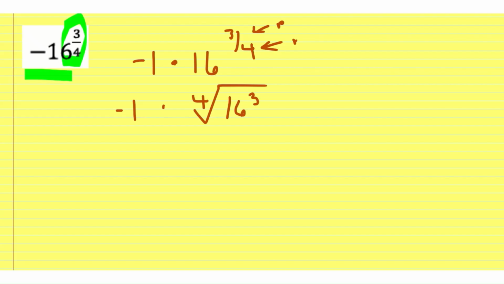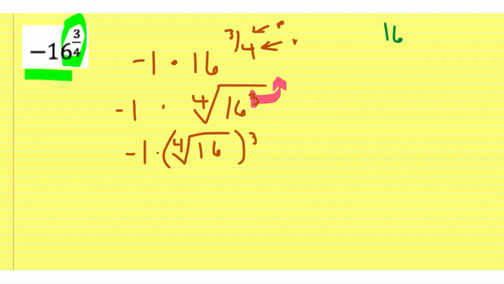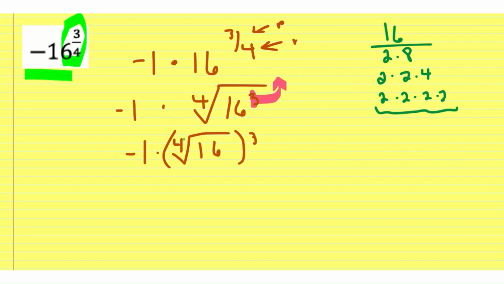And again, like we said before, we can take this 3 and move it out here and deal with it last. So that's what we're going to do here. We're going to do -1 times the fourth root of 16. And then lastly, we will deal with that power of 3. So again, I want to break down 16 into factors. So I got 2 times 8, and 2 times 2 times 4, and 2 times 2 times 2 times 2. Aha! 16 has 4 factors of 2, and we're looking for a fourth root. So we are in business.